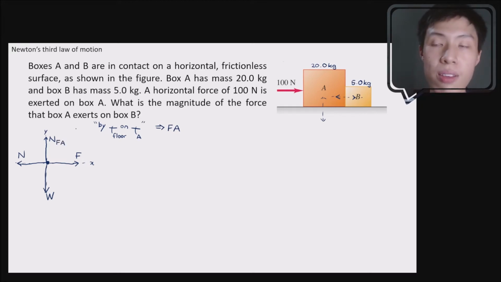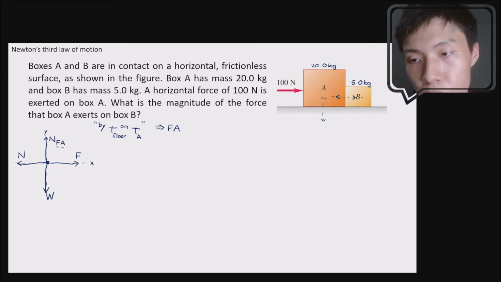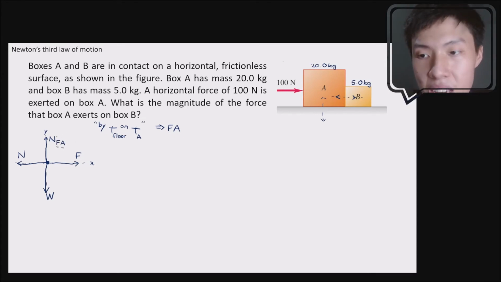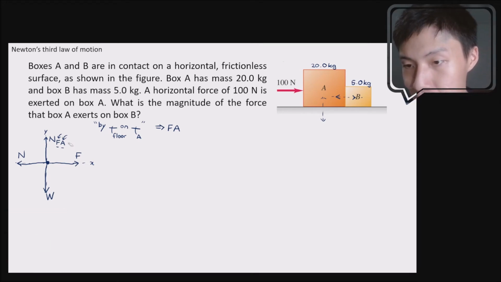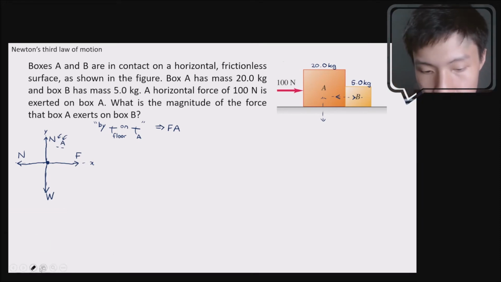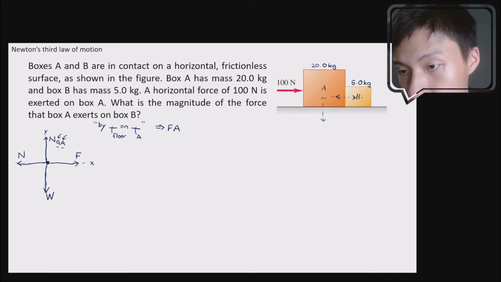So next time when you see any free body diagram and you see two letters in the subscript, that means it's by the first thing, on the second thing. Exerted by the floor on box A over here. You can call it floor or ground, but since F usually represents force, ground is probably a better word. Let's change it to G. So this one is by the ground on body A.